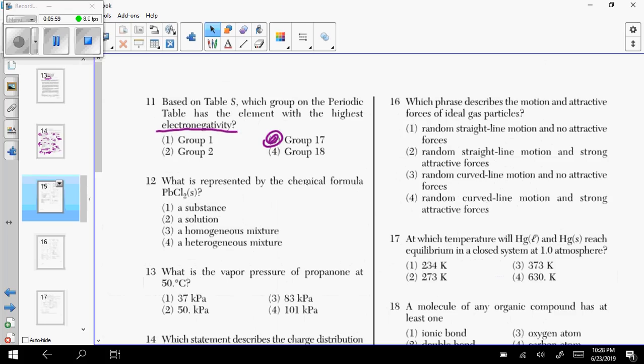What is represented by the chemical formula PbCl2? So PbCl2 is definitely a compound, and a compound is not a solution or a mixture, it's a pure substance. Elements and compounds are both pure substances. What is the vapor pressure of propanone at 50 degrees? All right, I got to go to Table H.